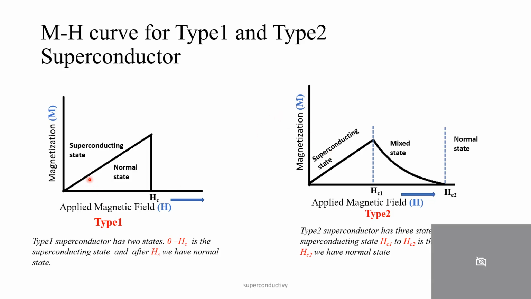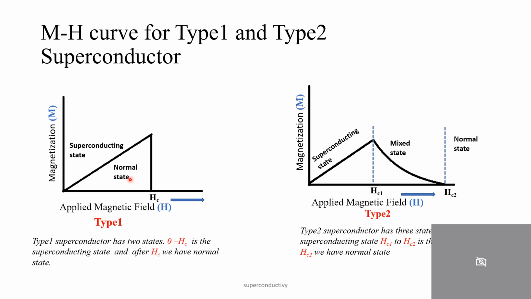So, in case of type 1 superconductor, we have only two states. One is normal state and another is superconducting state. But in case of type 2 superconductor, we have three states. One is superconducting state, then mixed state or vortex state, and then normal state.